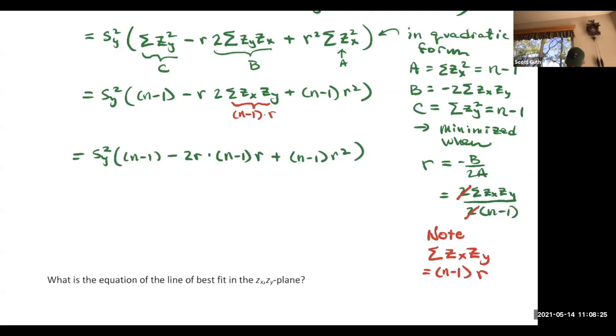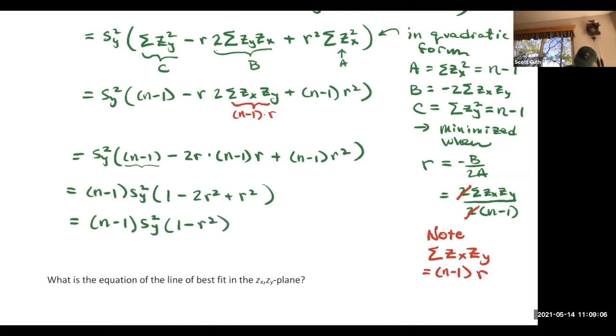I feel like I should factor n minus 1 out at this point because it's in all three terms. So I'm going to write an n minus 1, an SY squared, and then what's left after I factor out all these n minus 1s. When you factor n minus 1 away from itself, you just get a 1. So there's a 1 minus a 2r squared plus another r squared. So negative 2r squared plus 1r squared is negative r squared. So in the end, you get n minus 1 times SY squared times 1 minus r squared. So this is the minimum of this sum of squared errors.